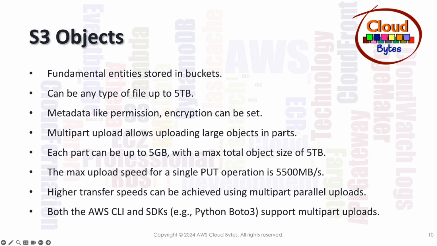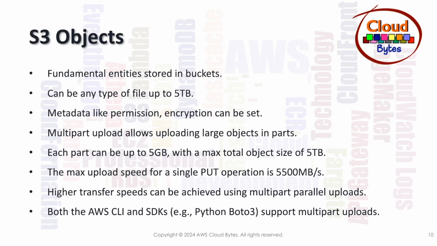The next point over here is about multi-part uploads. When you're uploading large objects, Amazon recommends that you upload them in parts, where each part size in the multi-part upload should be up to 5 GB at most, and the max object in S3 can be 5 terabytes. The max upload speed in a single put operation is 5500 MB per second. Higher transfer speeds can be achieved by using multi-part parallel uploads.